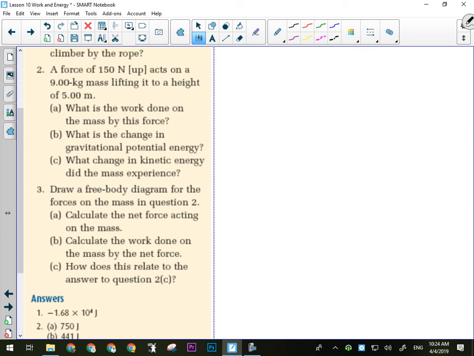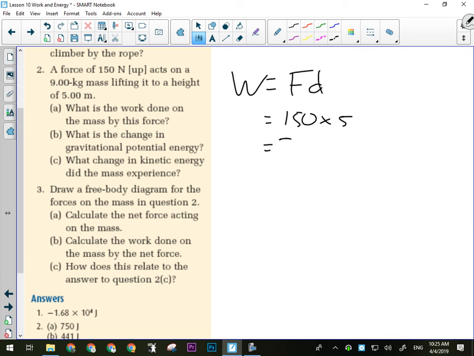If I want to solve for how much work is done by lifting this 9-kilogram mass to a height of 5 meters, I just use a good old-fashioned work equals force times distance formula. I mean, F cos of theta times distance, but what's theta in this question? 0, right? Because the force and the movement are in the same direction, so the angle between them is 0. All right, so I'm just going to take my 150 newtons and multiply that by 5 meters, which gives me 750 joules. So that's how much work is done in lifting this thing.